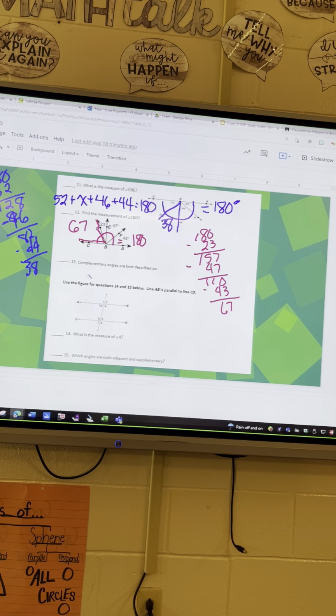Complementary angles are best described as angles that have a sum of 90 degrees. They don't have to form a 90-degree angle, but they have a sum of 90 degrees. Questions about those?